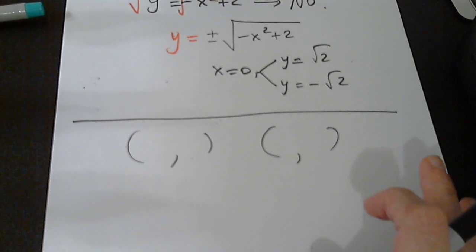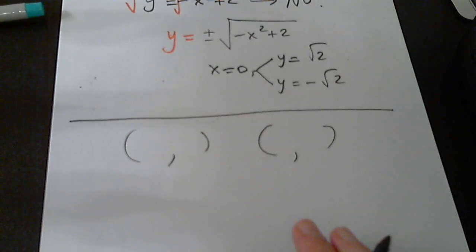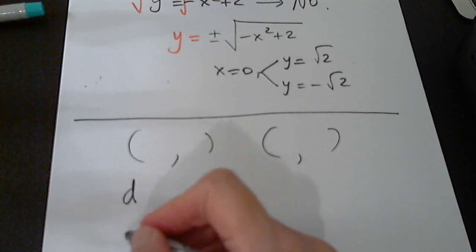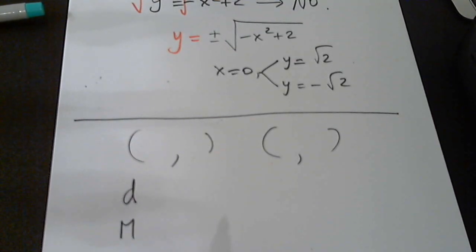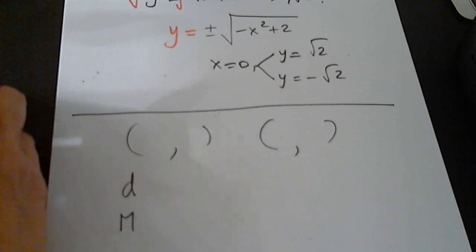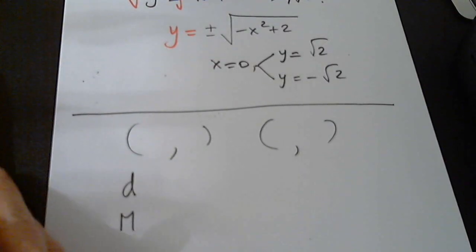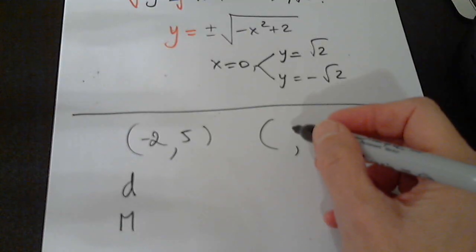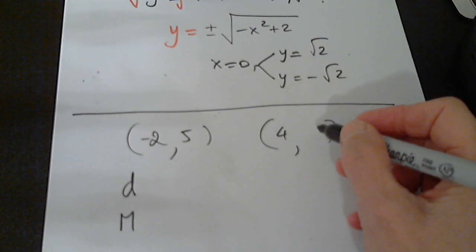Yes, please, anybody? Two ordered pairs, anything. We want to find the distance and we want to find the midpoint. Anybody, please? Two ordered pairs. -2 and 5, and then 4 and 6.